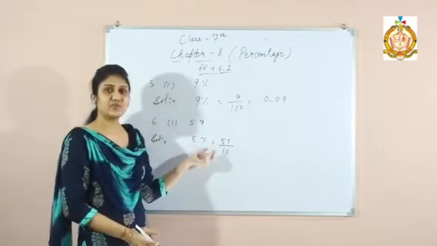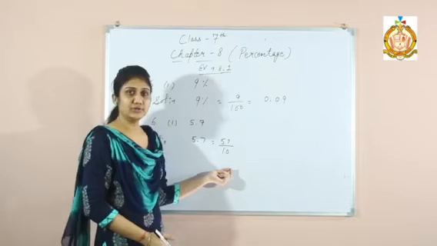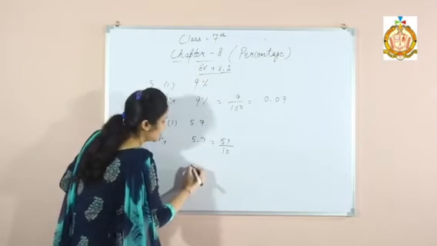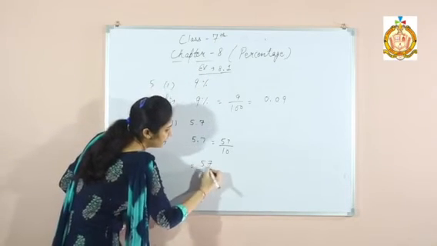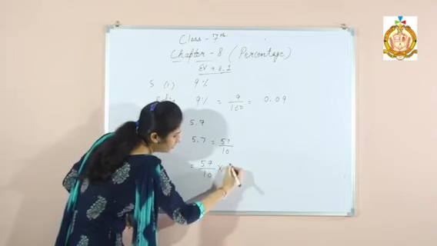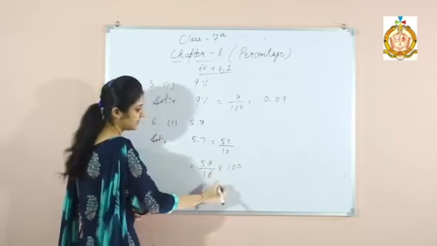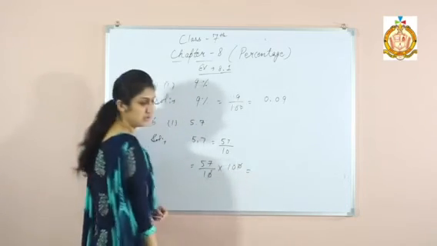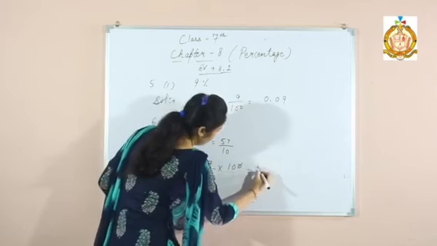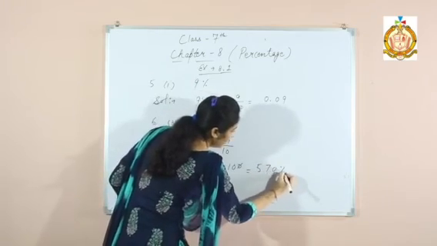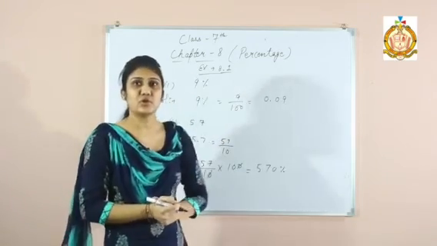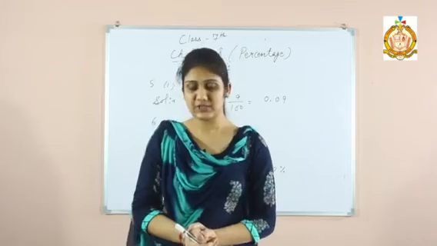Here 5.7 means 57 upon 10. So we can write 57 upon 10 into 100. Cancelling out zeros, you will get the answer 570%. So that was all about your exercise 8.1.